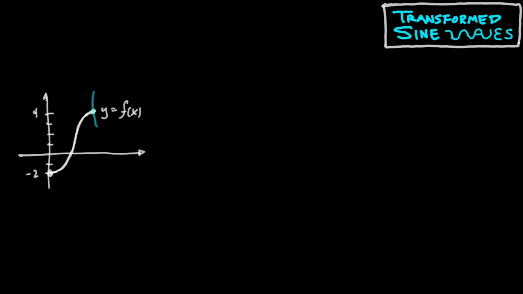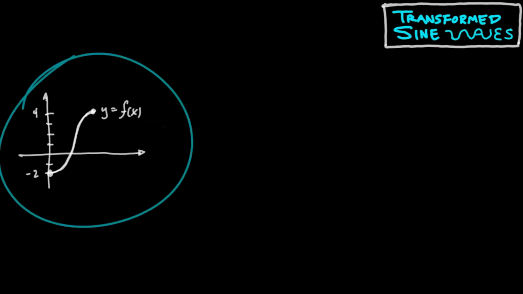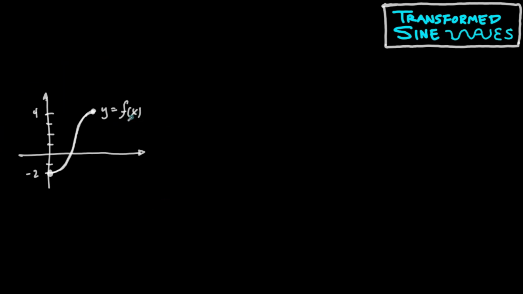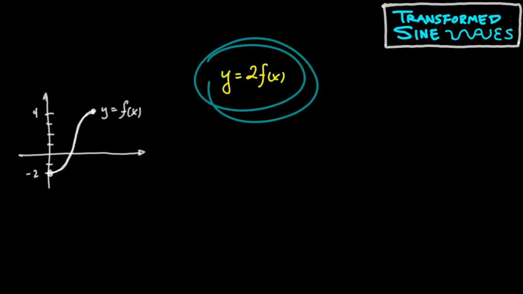So this can't be any old equation. It has to be one in this particular form, where we have y isolated on the left-hand side of the equation, and the right-hand side is just a function of x. There are no y's over here. Okay, suppose we have such a function and its graph. Now, suppose I want to consider the graph of y equals 2 times f of x. What would the graph of that thing look like?